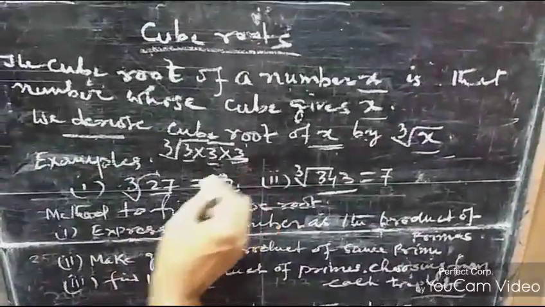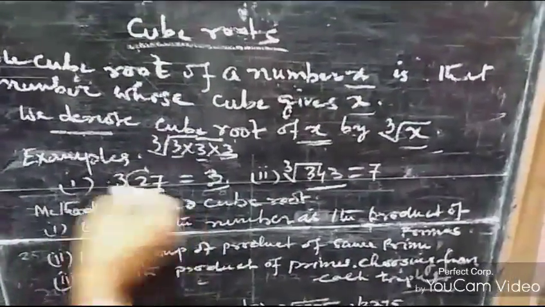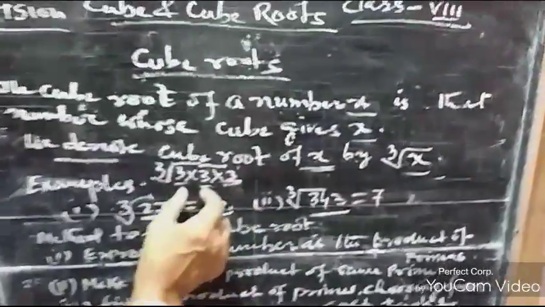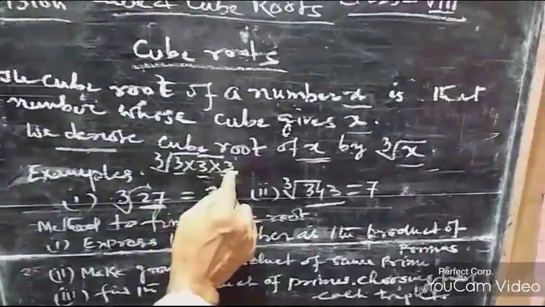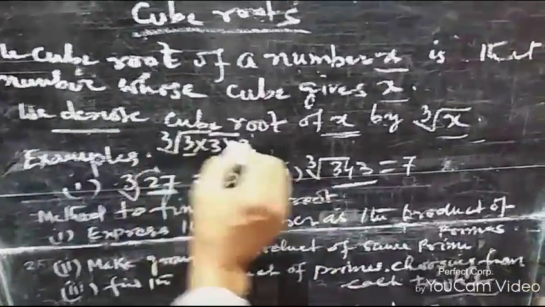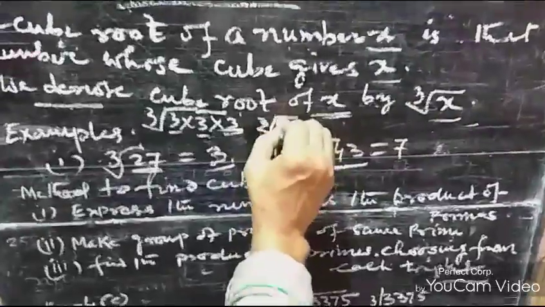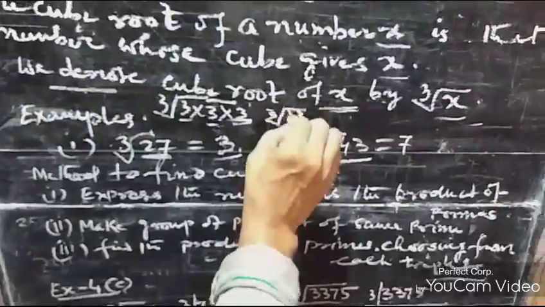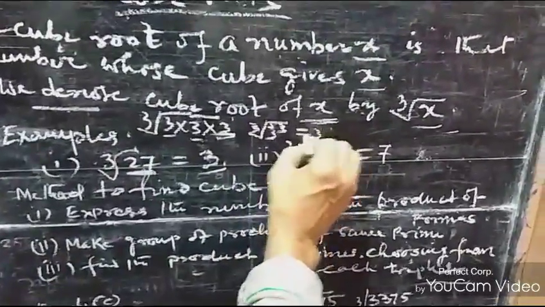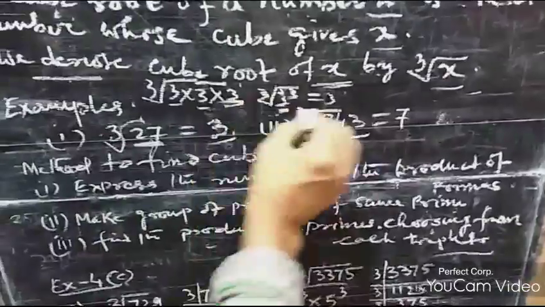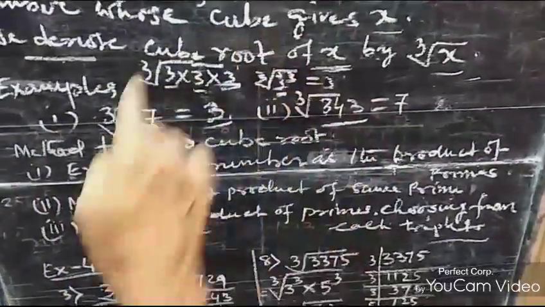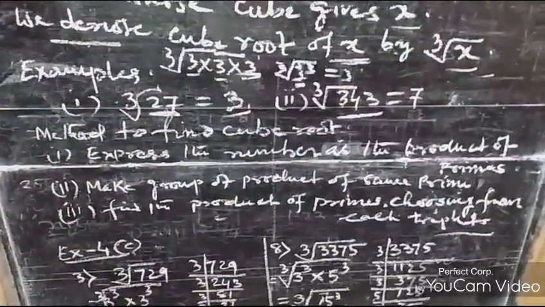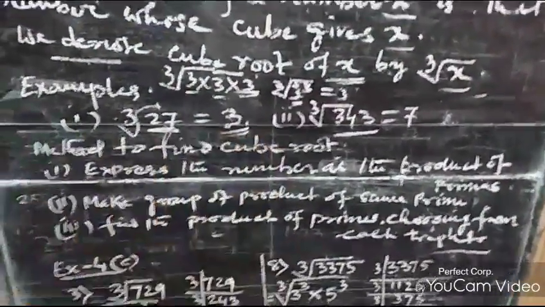Here I am taking 27, the cube root of 27. What does it mean? We find the prime factors of 27: 3 into 3 into 3. So this is the cube root of 3 cube. Is it not? 3 cube. So this gives you 3. That is, the root of this cube is 3. So we are finding the root which, after cubing, gives the number 27. This is called the cube root.